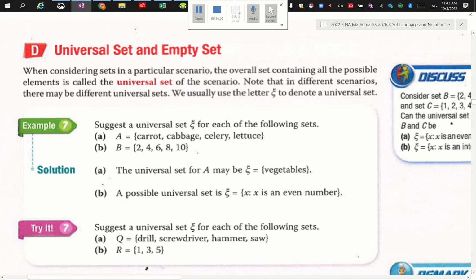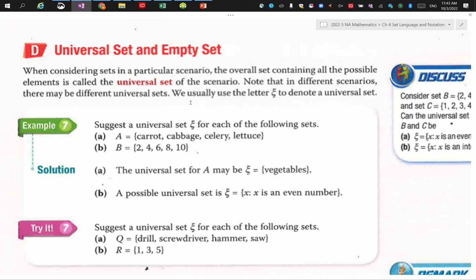Universal set and empty set. Actually, it is literally what the name says. Universal set contains everything. Empty set contains nothing. Let's look at an example, easier to understand. Suggest a universal set for each of the following. Set A contains carrot, cabbage, celery, and lettuce. So what could a universal set be?